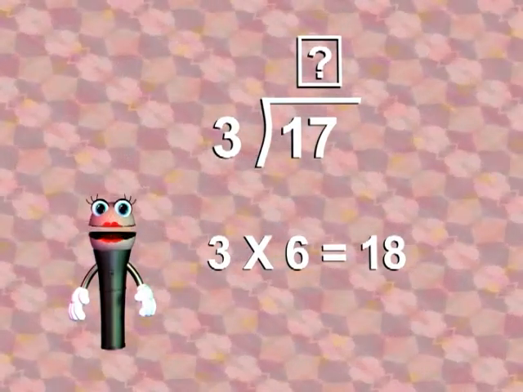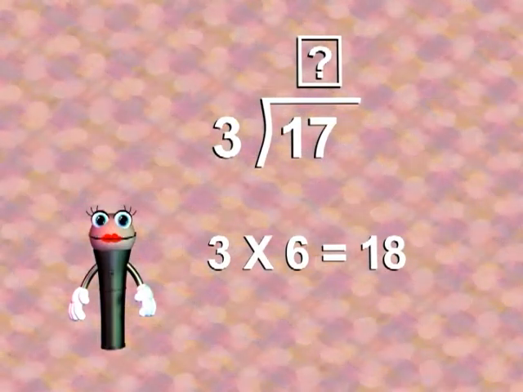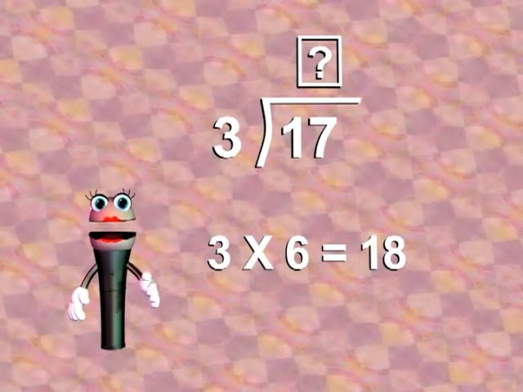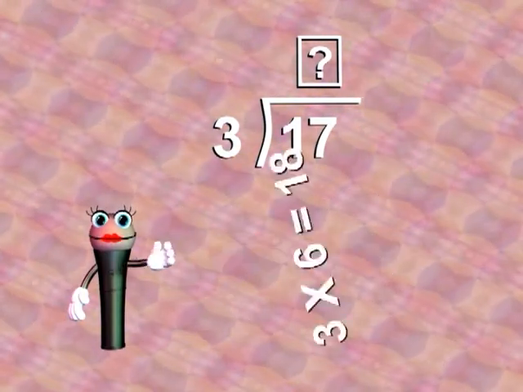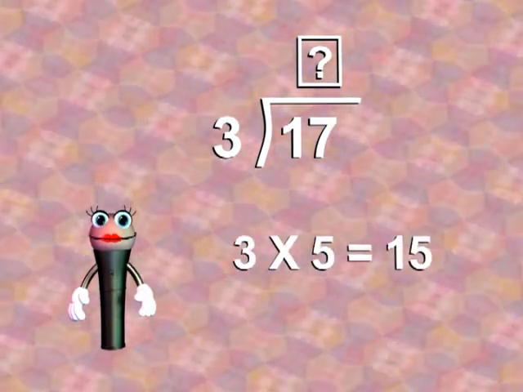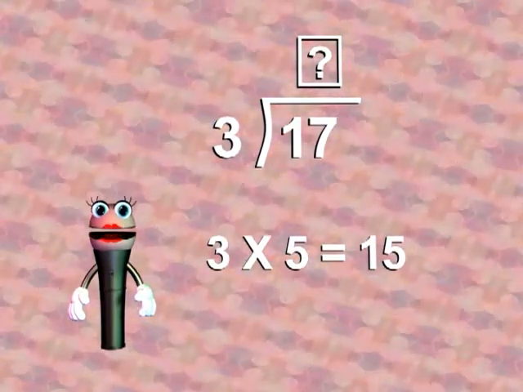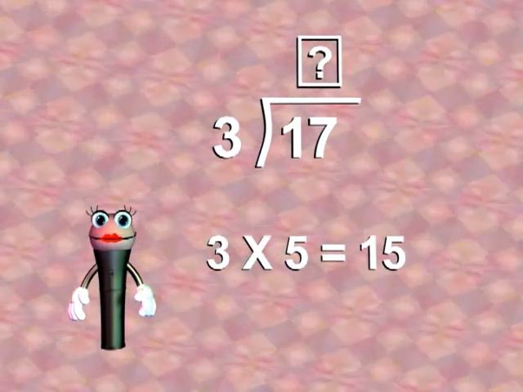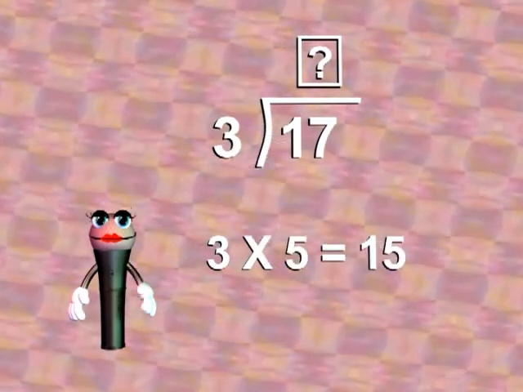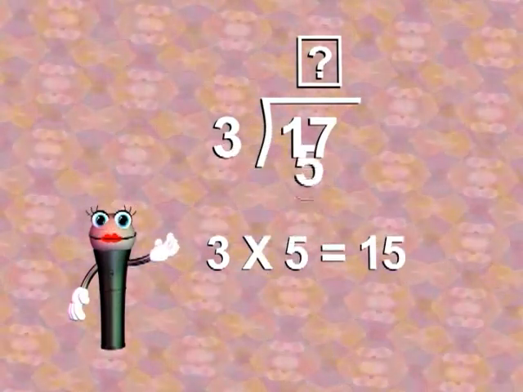3 times 6 equals 18. 18 is 1 larger than 17, so 6 won't work. Let's try 5. 3 times 5 is 15. That's 2 less than 17. Step B. Write a 5 for the quotient.